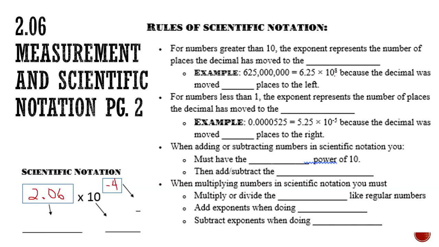And this is straight out of the lesson. So for numbers greater than 10, the exponent represents the number of places the decimal has moved to the, and this is going to be either the left or the right. So you're going to have to fill in that blank, left or right. And then this is a specific example. So 625 million is equivalent to 6.25 times 10 to the power of 8, because the decimal was moved how many places to the left. So you're going to have to determine how many steps did that actually move.